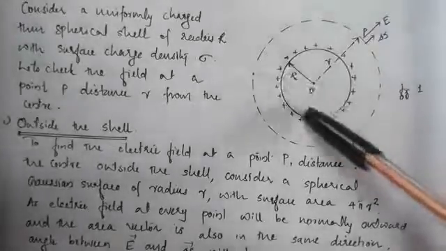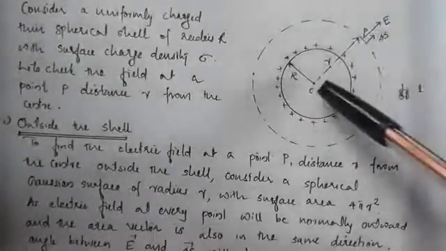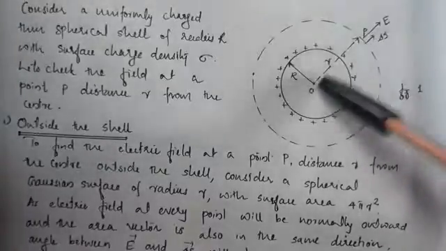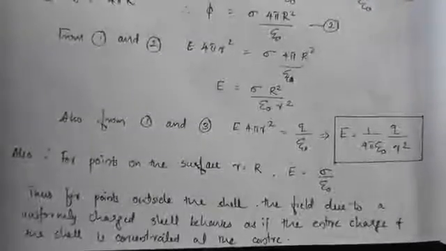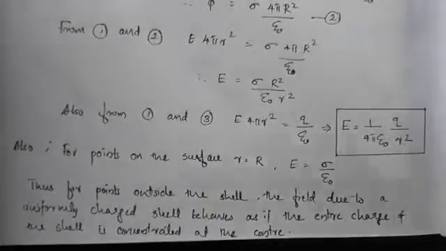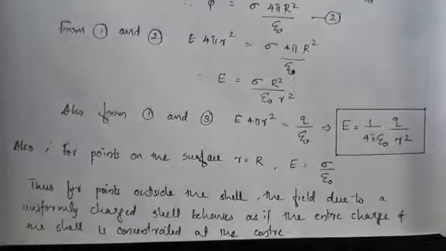Imagine if I keep all this charge q at the center, the electric field at this point will be 1 by 4 pi epsilon 0 times this charge q by this distance r square. So a spherical shell, outside the shell if you consider a point, this shell acts as a point charge. That's the meaning of 1 by 4 pi epsilon 0 q by r square.